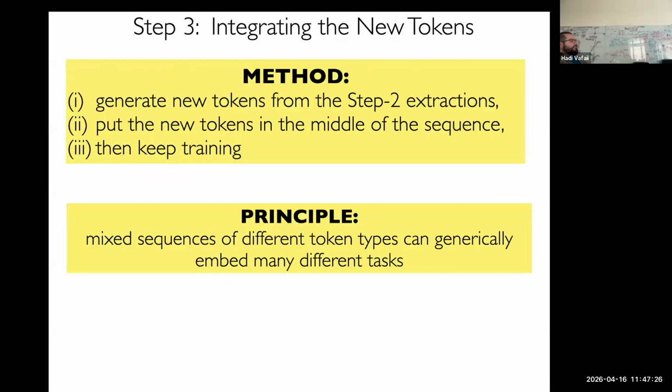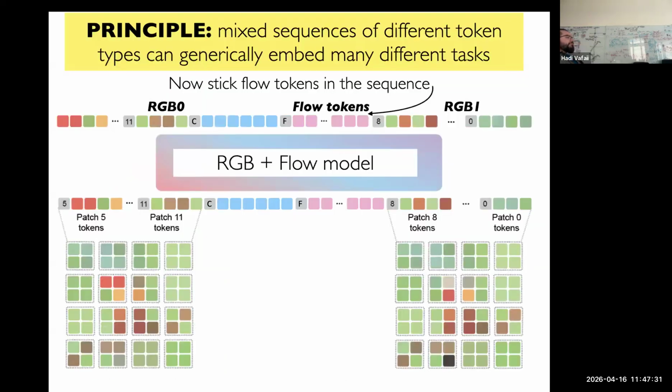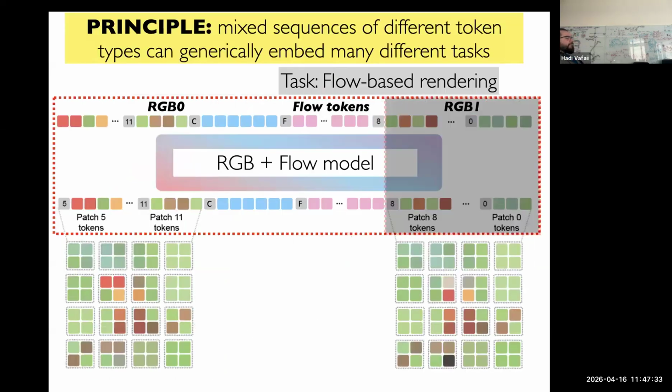Now, why is this good? Mixed sequences of different token types can generically embed many different tasks. So let's take this RGB flow RGB sequence. If we are interested in predicting the last third of the sequence, the RGB part, from RGB 0 and flow, that's equivalent to flow-based rendering. Meaning, I'm going to tell you what you saw and how it moved, and you tell me what the consequences of the motion are. That's the last part of this sequence.